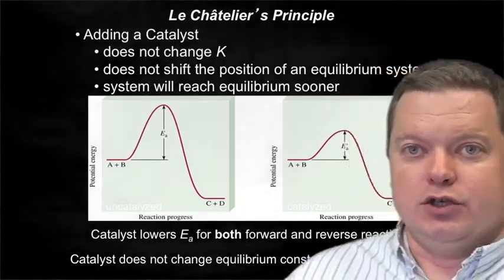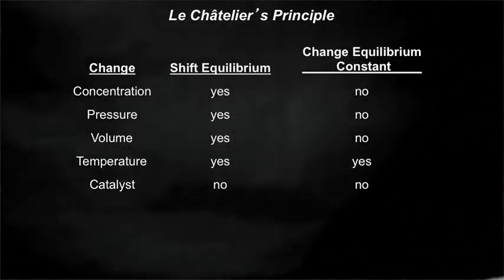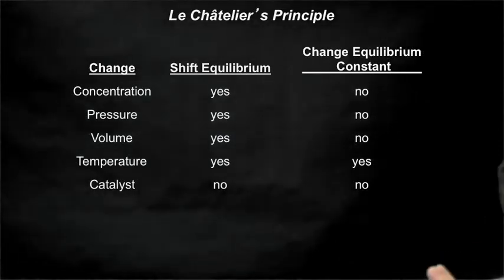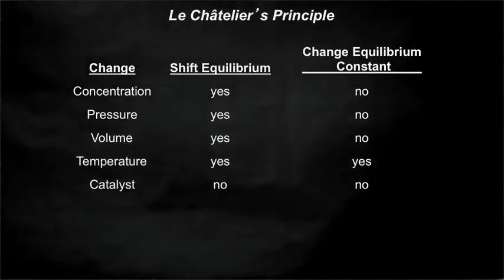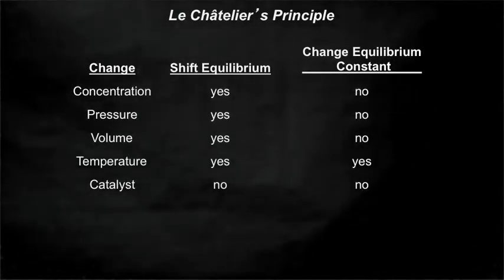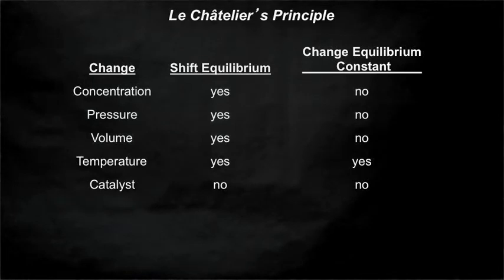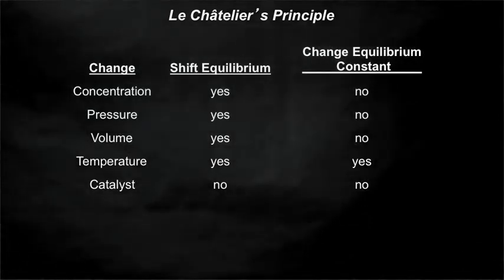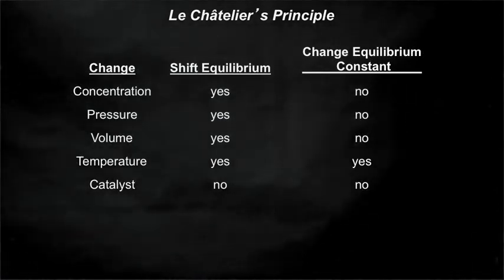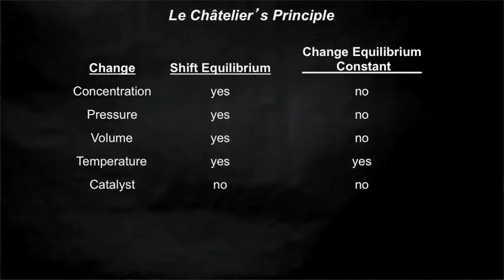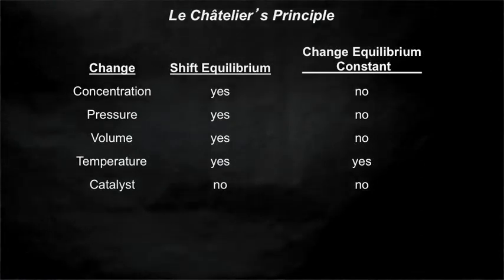So if we review here the types of stresses we can have, a change in concentration is going to shift the equilibrium, but reestablish that equilibrium based on that equilibrium constant because it's not changing. Pressure and volume, when those change, we could also see a change in the equilibrium position if we have gas present, or if the number of moles of gas is different from the reactants to the products. But the equilibrium constant is not changing. Temperature, we do see a shift in equilibrium in all cases because the equilibrium constant is changing. And a catalyst is going to have no effect on our overall system.